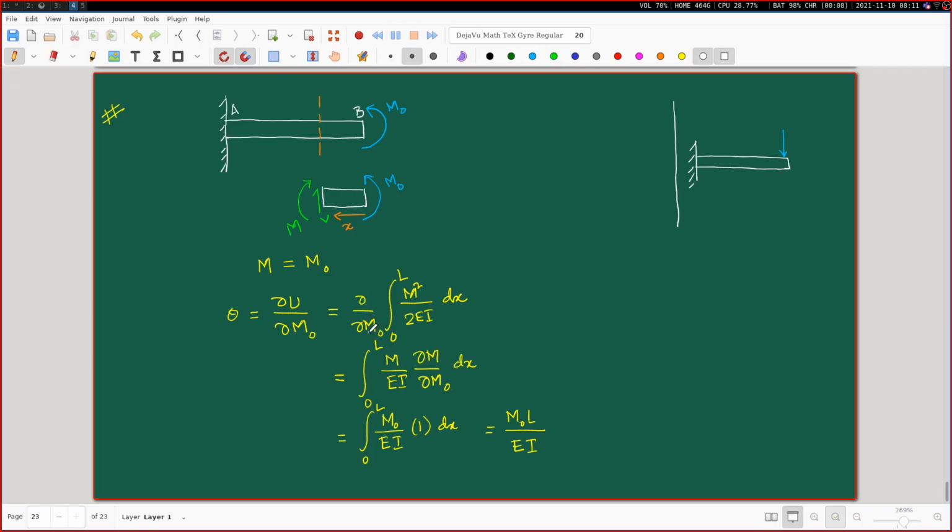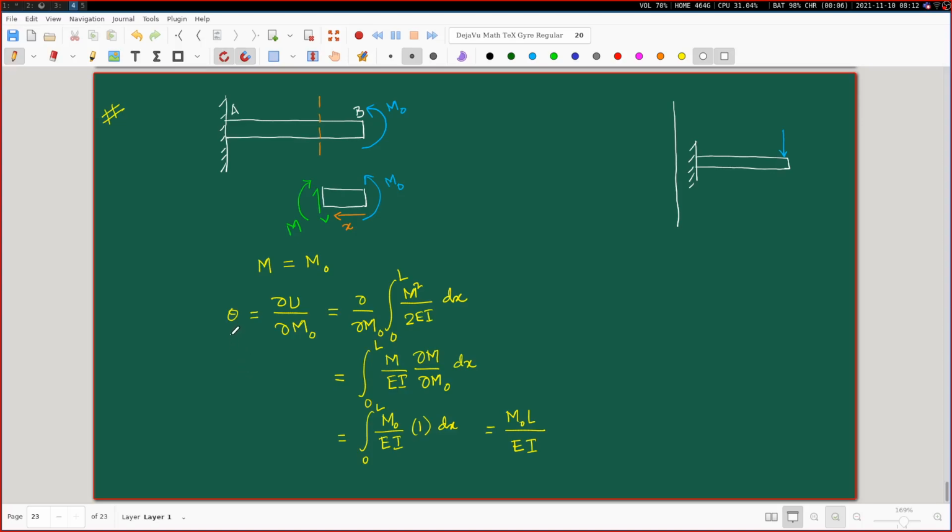This m naught is like the counterpart of the theta in terms of the work done. In terms of the work done, if you are dealing with deflections, then the conjugate of it will be the force. If you are talking about angle, then the conjugate of it will be the moment, because if you multiply deflection with force you get Newton meter, that is the work done.